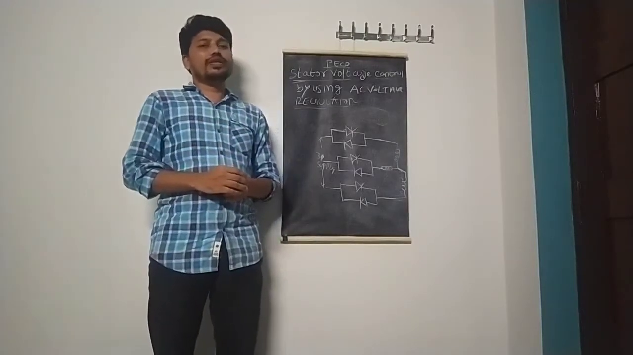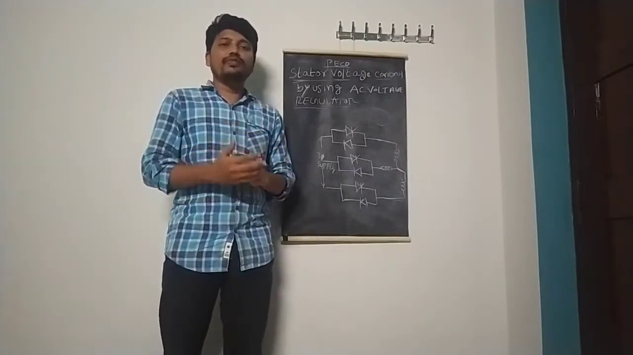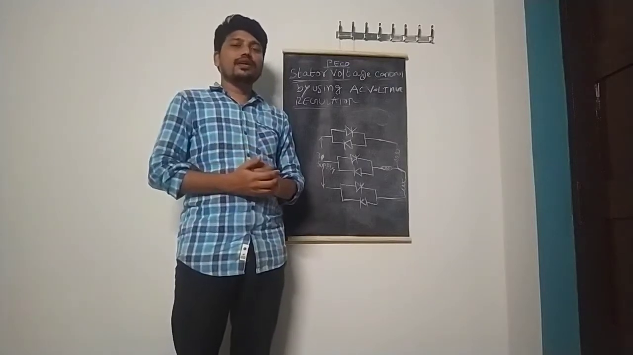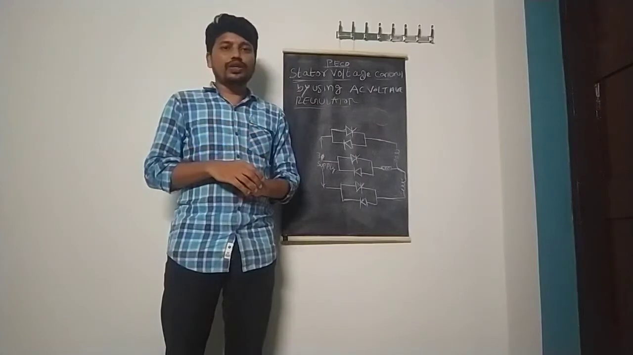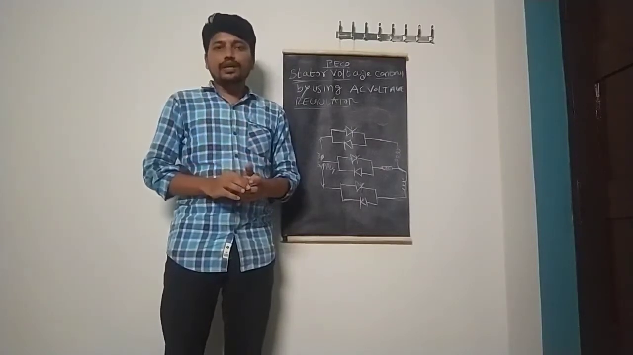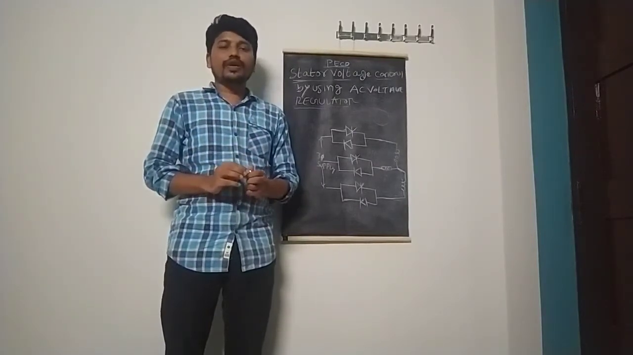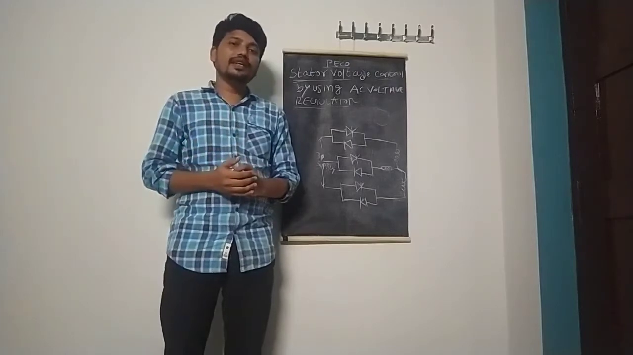In a similar way, to get the variable voltage, another method is inserting some rheostats on the input side of the three-phase induction motor. That means we are connecting primary resistors in the stator winding.